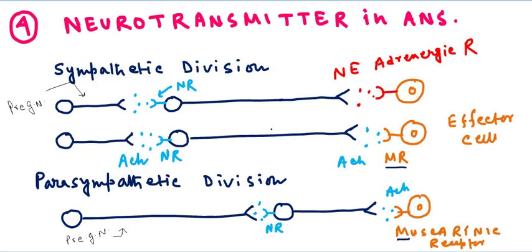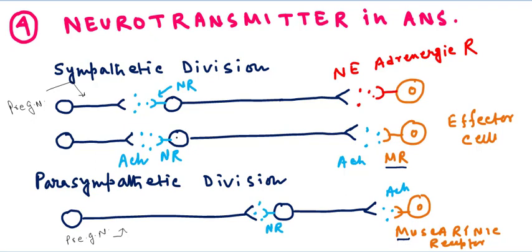Okay, and now a few of the postganglionic neurons in the sympathetic division also release acetylcholine as the neurotransmitter, but this acetylcholine binds with the effector cell, which contains a different type of acetylcholine receptor, and this receptor is known as the muscarinic receptor. Then the acetylcholine which binds with the postganglionic neuron, the receptor is the nicotinic receptor.